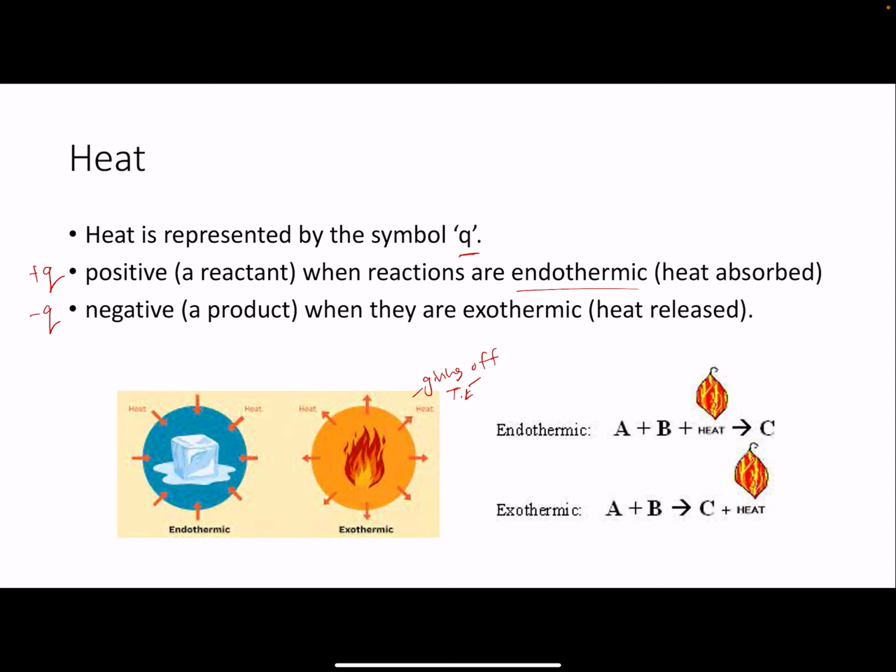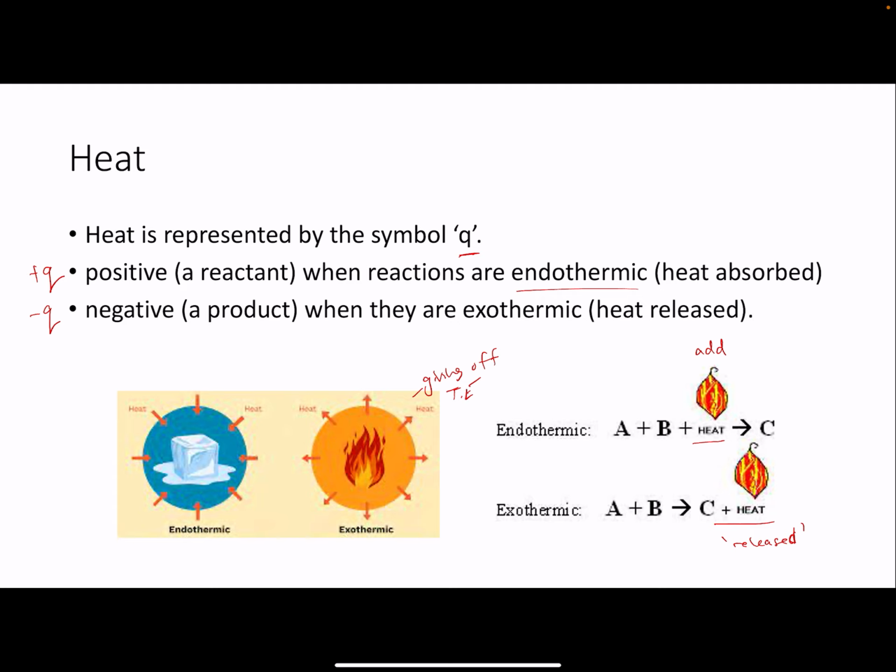Now, chemically, you'll see heat as a reactant in an endothermic reaction, meaning add it. And in an exothermic reaction, you'll see heat as a product, meaning it's released. After the reaction happens, there's some leftover thermal energy and it just gets released as heat, which we feel. So those are energy changes of the two reactions.